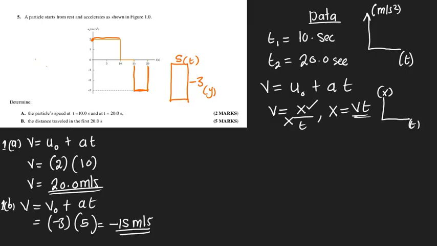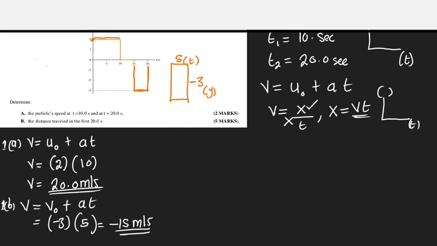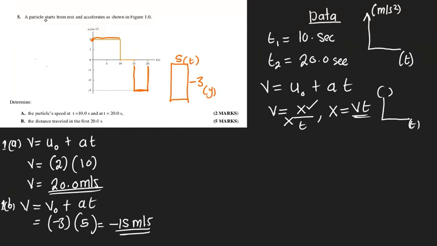So what does this mean? It implies that you'll be using the velocity time graph. We shall be using the velocity time graph. So you are going to plot your velocity time graph like this.